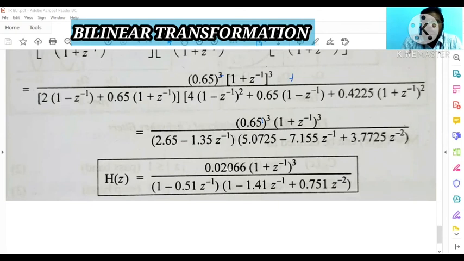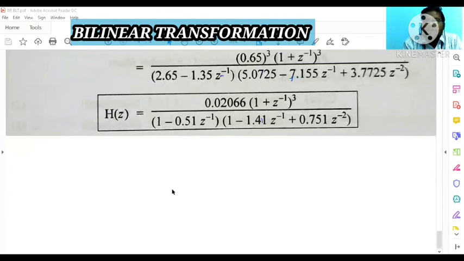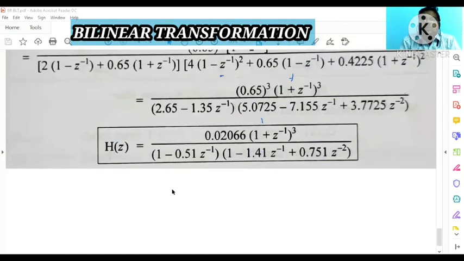That is 0.02066 into 1 plus z inverse whole cube divided by 1 minus 0.51 z inverse into 1 minus 1.41 z inverse plus 0.751 z power minus 2. So this is your H of z value. I just concluded my topic here. So far we have discussed how to design the digital Butterworth filter by using the bilinear transformation.